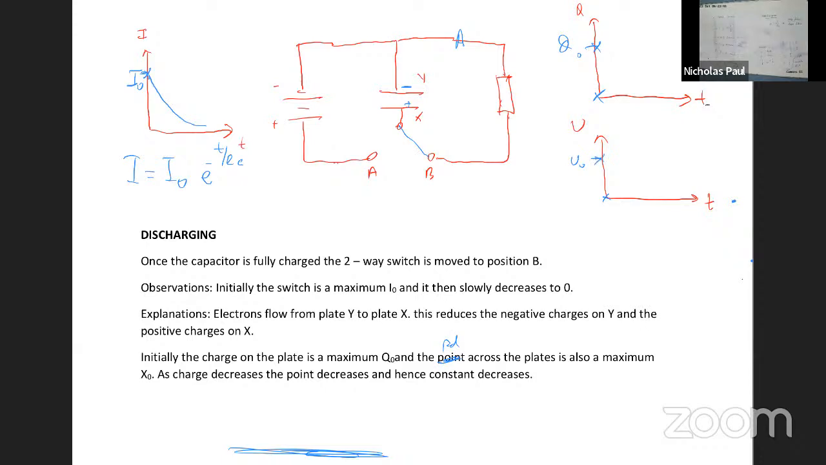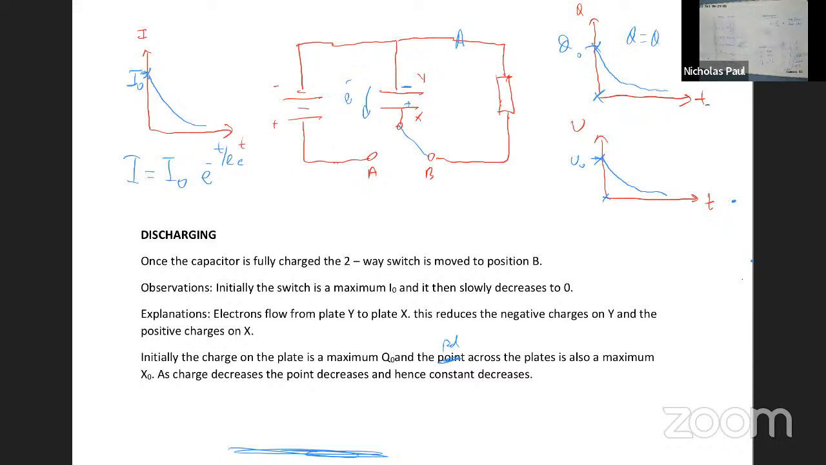So it's a little bit different now. When it's discharging, it starts at Q naught and V naught respectively, and it decreases until it comes close to 0. As electrons move from Y to X, the potential will drop. As the potential drops, the charge will also drop. And the graphs look like that. And your formulas look like this.